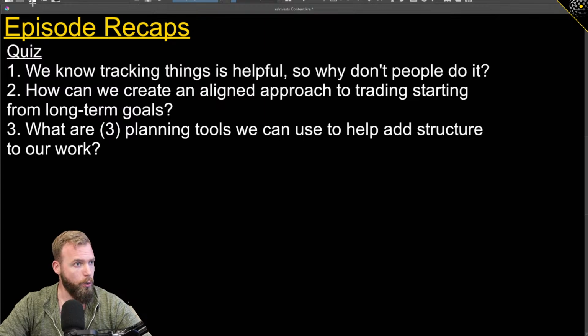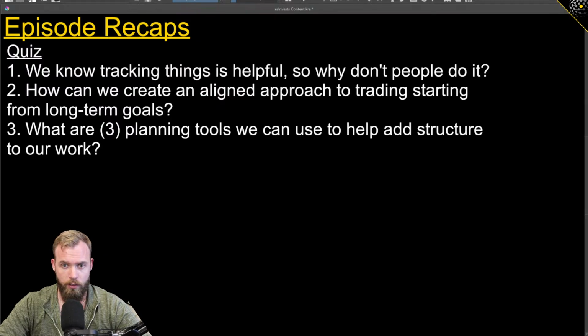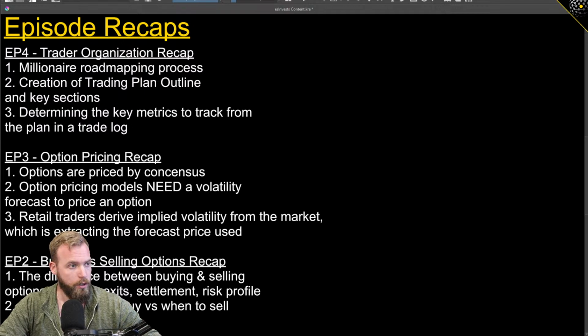Now let's take a quick peek at just the actual recap notes for you. So you can see these are the things that we talked about last time. We talked about the millionaire road mapping process. This is the begin with the end in mind from the 7 Habits of Highly Successful People. That's from Stephen Covey's book. We talked about how to create a trading plan outline with the key sections that belong in there to give you a place to start.